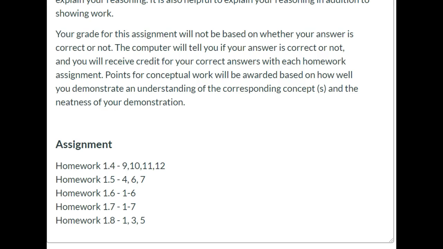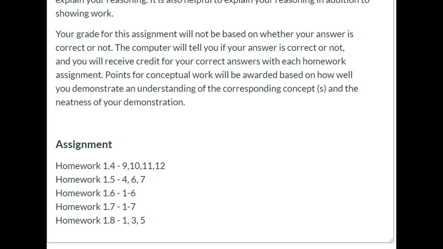You get points in this assignment based on the work that you show when you're completing the homework assignments. For this assignment, you don't have to show work for every problem in the homework, and you don't even have to show any work for the first 3 sections in Chapter 1. It's just in Homework 1.4, show work for problems 9, 10, 11, and 12. In Homework 1.5, show work for problems 4, 6, 7, and so on.